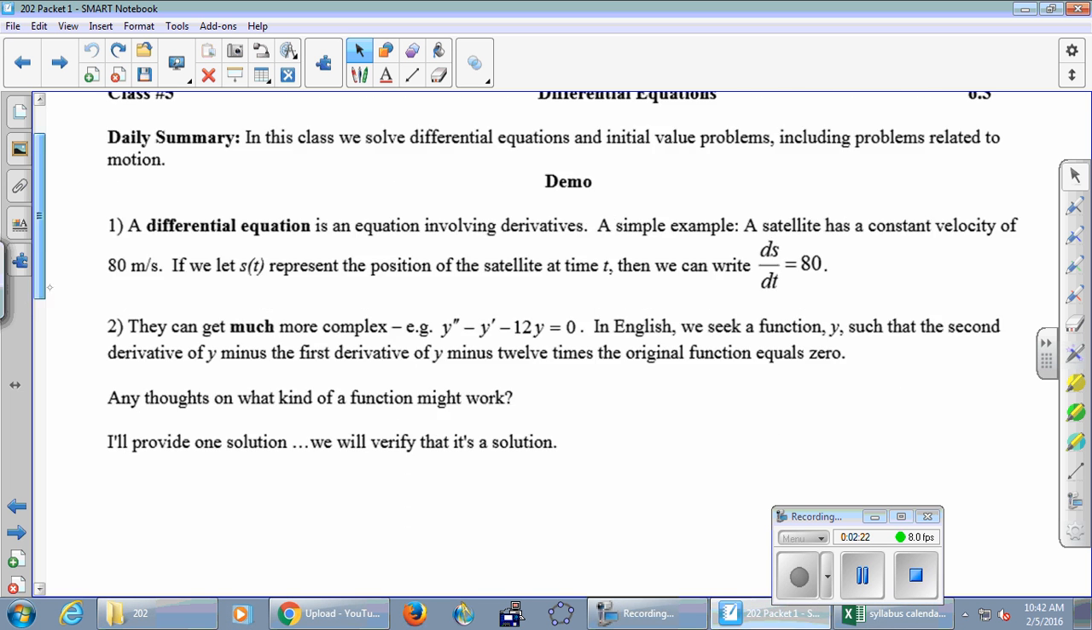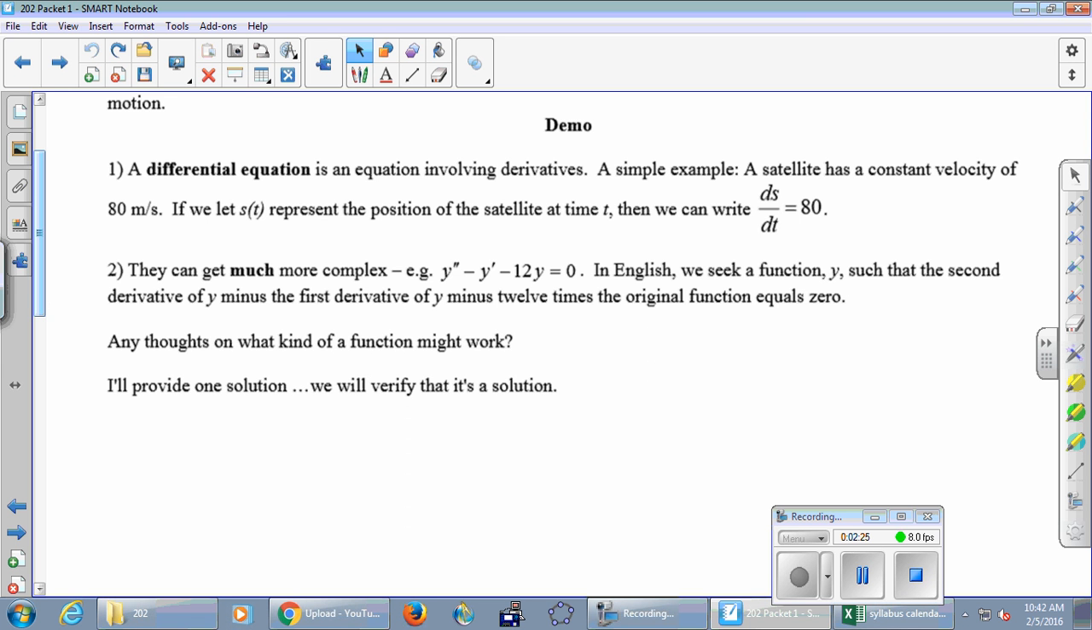All right, number 1, a differential equation is an equation involving derivatives. That's the definition. For example, a satellite has a constant velocity of 80 meters per second. We can translate that fact. If we let s of t represent the position of the satellite at time t, meaning its height or altitude, how far from the ground, then we can write the derivative of position with respect to time is equal to 80. And we know that the derivative of position with respect to time is velocity. And so this right here is a very simple differential equation because it's an equation involving a derivative or multiple derivatives.